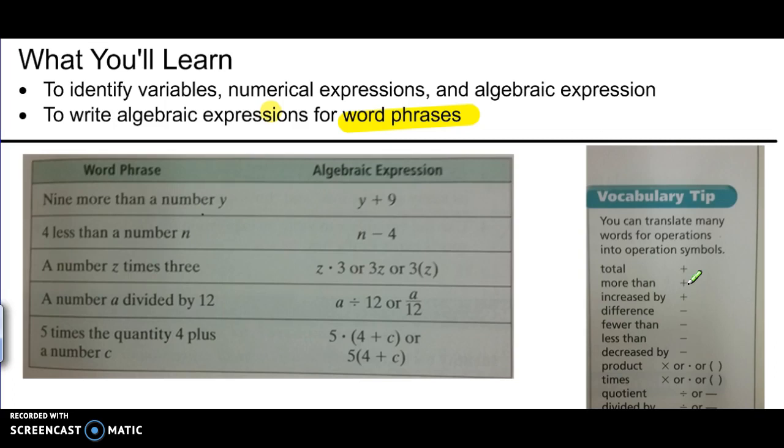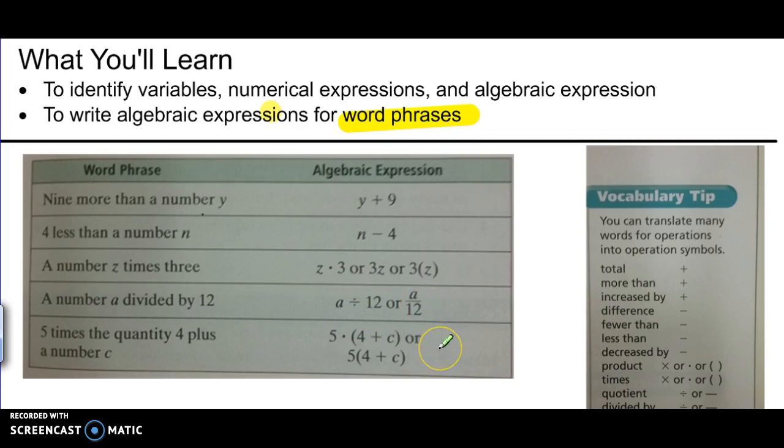A number z times 3 can be shown many different ways. We are going to start using this 3z idea with no dot in the middle. The parentheses will be used for more complicated things, but this is the one we'll be using the most. A number a divided by 12. In division, it goes in the order it's given to you, so a is listed first, 12 goes second, so a is on top, 12 is on bottom. This is the way that we'll use it this year. This is acceptable, but this is what we're going to be shooting for.